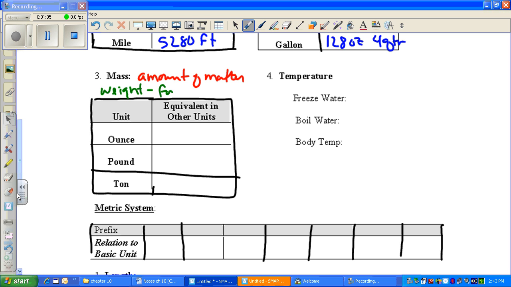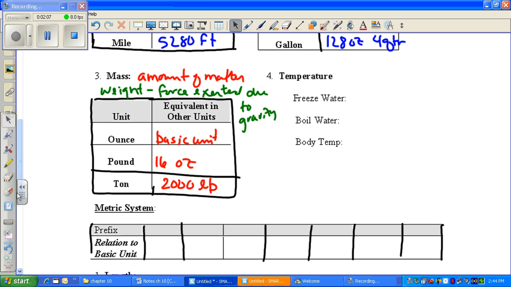And the weight is the force exerted due to gravity. And we know that gravity on the moon is less than on the earth. So you're going to weigh different, however your mass would be the same. Mass units, an ounce is just going to be the basic unit. A pound is going to be 16 ounces, and a ton is 2,000 pounds.